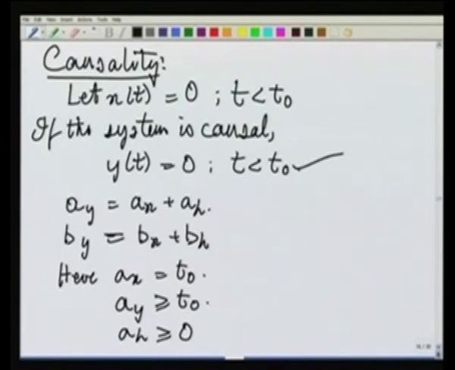So, since the system is linear and time invariant, we assume that it has an impulse response, and the impulse response function, which gets convolved with x(t) to get y(t), must have this property that the left side limit of its support must be greater than or equal to 0, it cannot be less than 0.